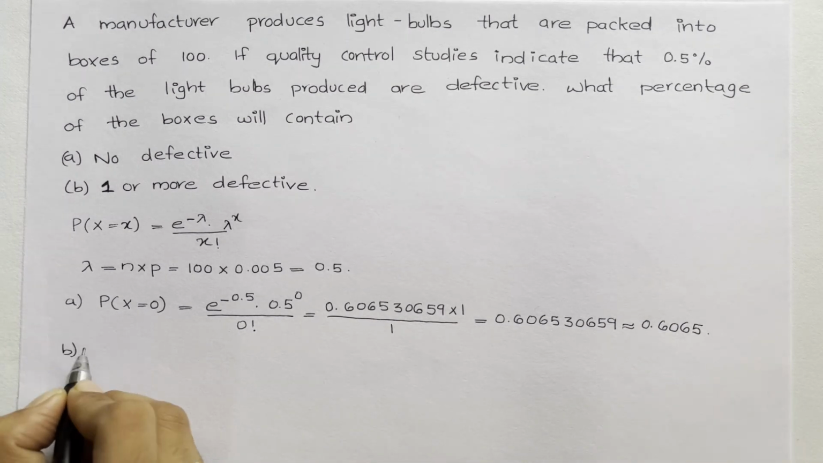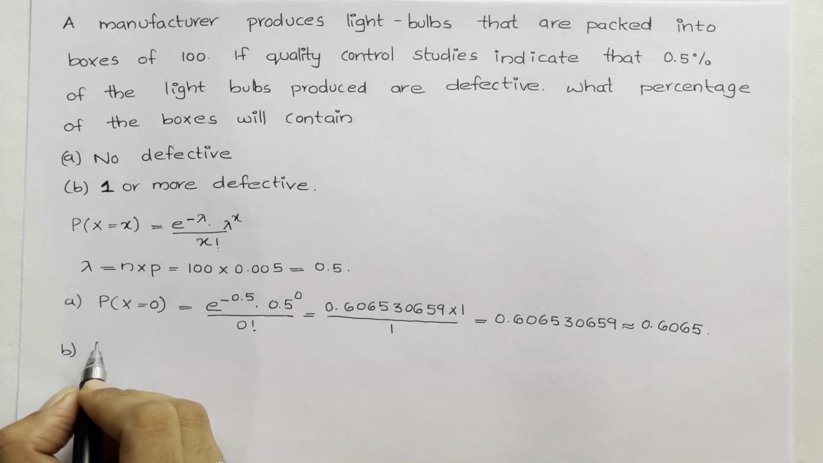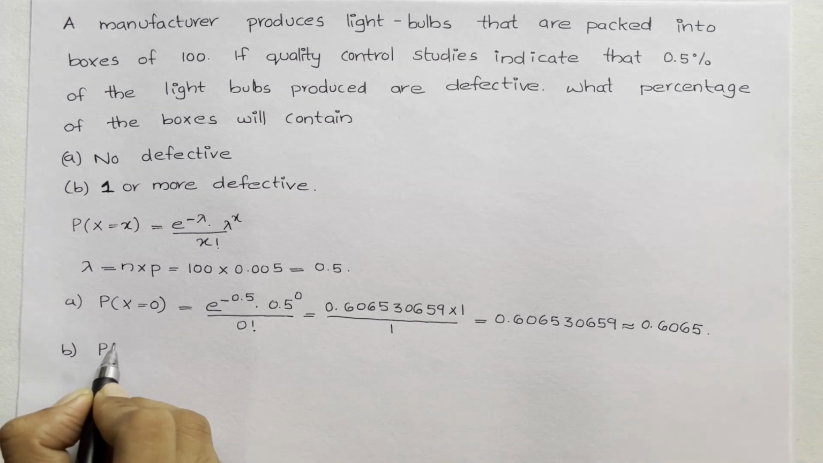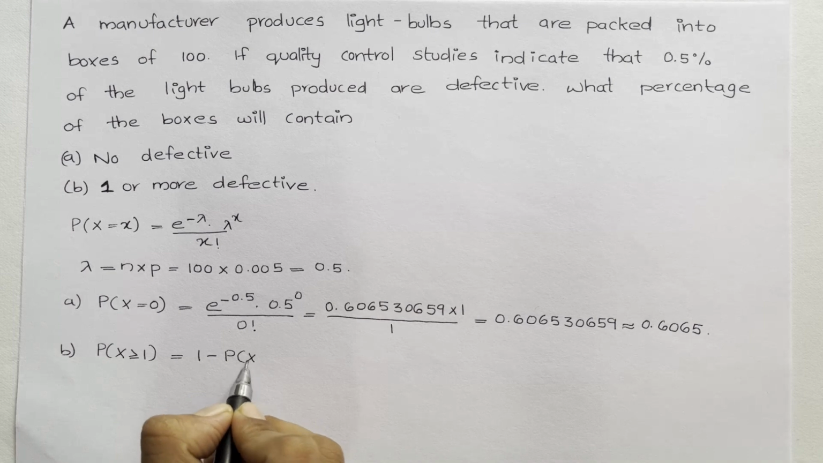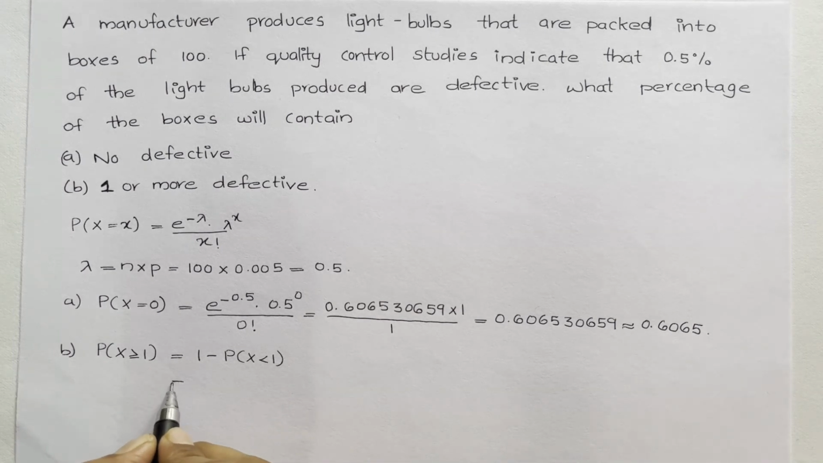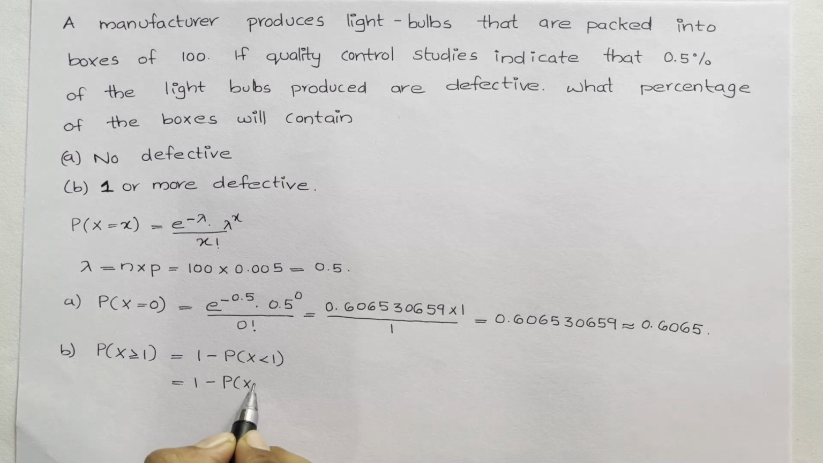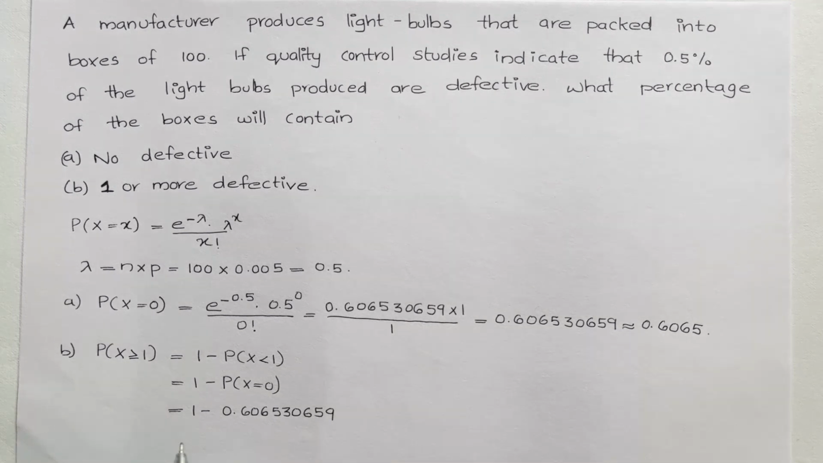Now we have to find the probability of one or more defective light bulbs, that is P of x greater than or equal to 1 equal to 1 minus P of x less than 1 equal to 1 minus P of x equal to 0. From the above problem, P of x equal to 0 is 0.606530659. That is equal to 0.393469341. It is approximately equal to 0.3935.